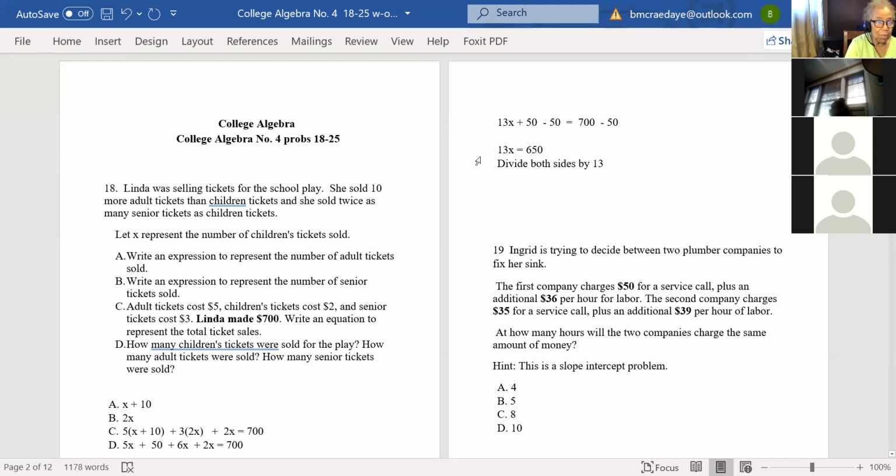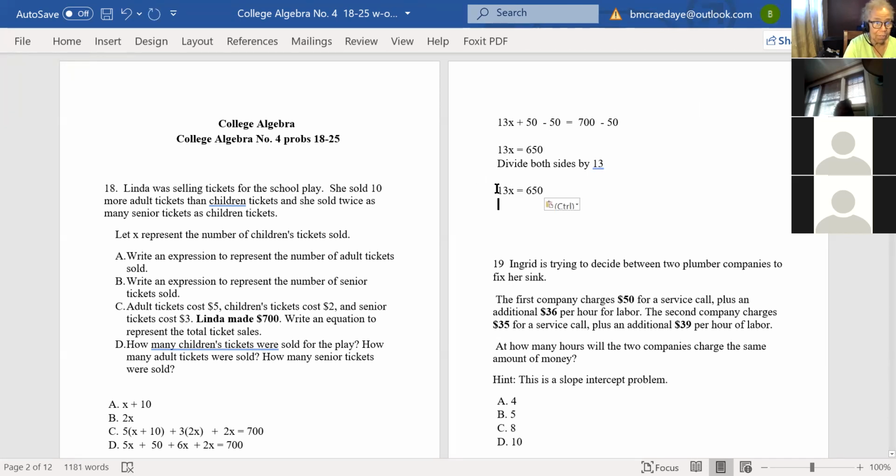Okay, so if we do that, let's just put the 13 as a divisor on both sides. Put it here and then put it here. Okay, so that would be 13.